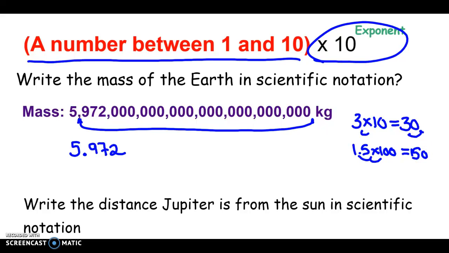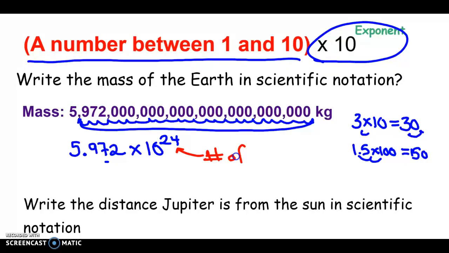So if you remember that same concept, we're going to multiply this number that we created with the decimal point times 10, and we're going to multiply it as many times as we need to get the decimal point back where it belongs. So we're going to multiply it by 1, 2, 3, 4, 5, 6, 7, 8, 9, 10, 11, 12, 13, 14, 15, 16, 17, 18, 19, 20, 21, 22, 23, 24. So we would have to multiply it by 10 24 times. So that's the 10 to the 24th. So that exponent there becomes the number of times you move the decimal point.